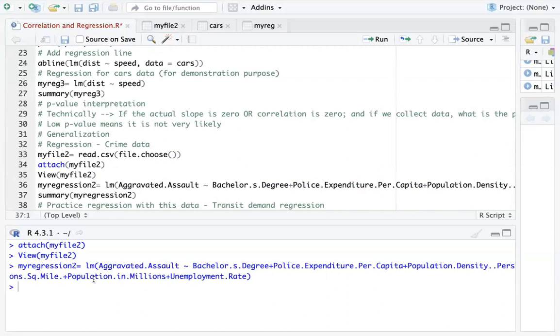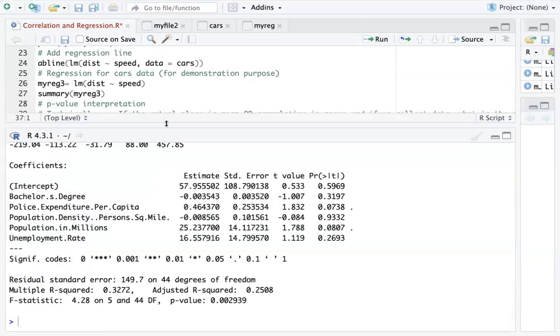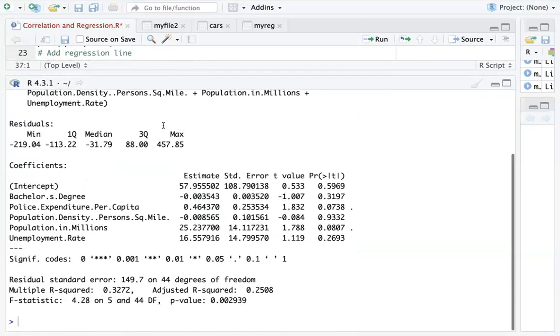In the console it appears in blue color, which means the command has been run. Now I want to see the summary of my regression 2, what are the results? And if I run it, it gives us these results. And again, the very first thing, the most important thing, adjusted R square. Adjusted R square is relatively less.